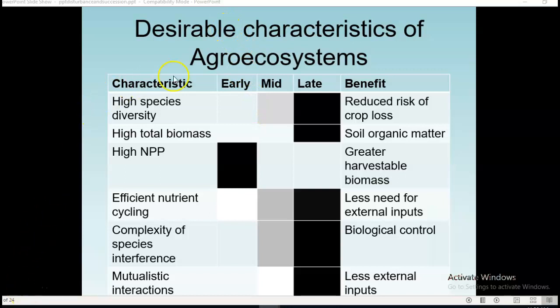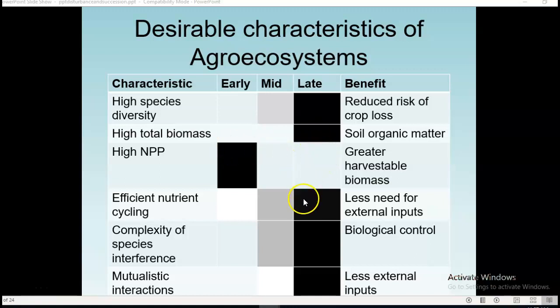This table from the book will help us look at desirable characteristics of agroecosystems during the successional stages of early, mid, to late. So we can look at characteristics that you're familiar with, like over time we're going to see high species diversity. These are desirable characteristics. We're going to see this late in the successional stage. Nutrient cycling, we've already discussed that there might be a lot of nutrients available at first, but really retention and conservation of nutrients comes later in the system. The only thing that really takes place early on is the high net primary productivity.